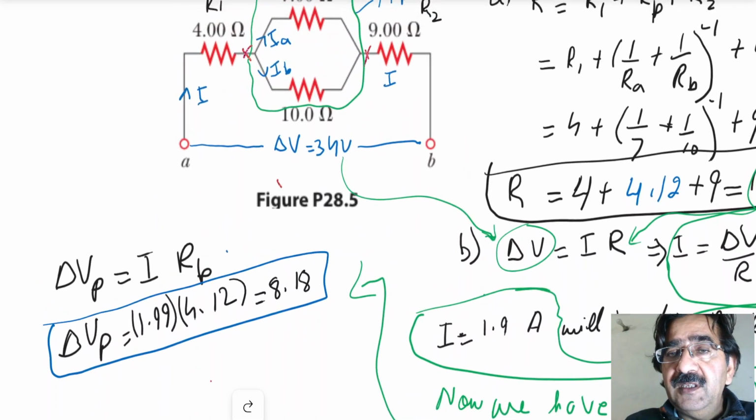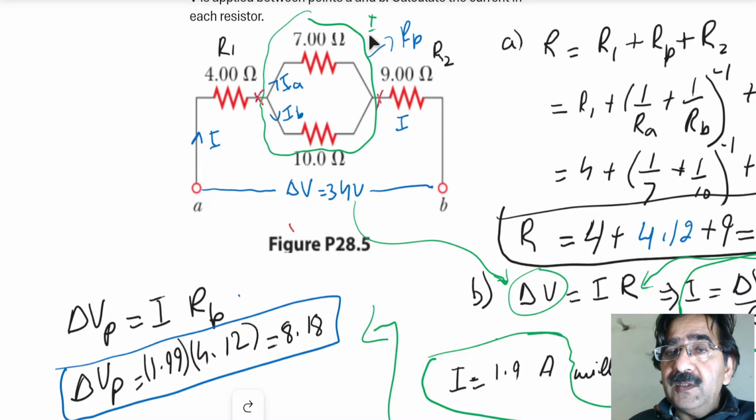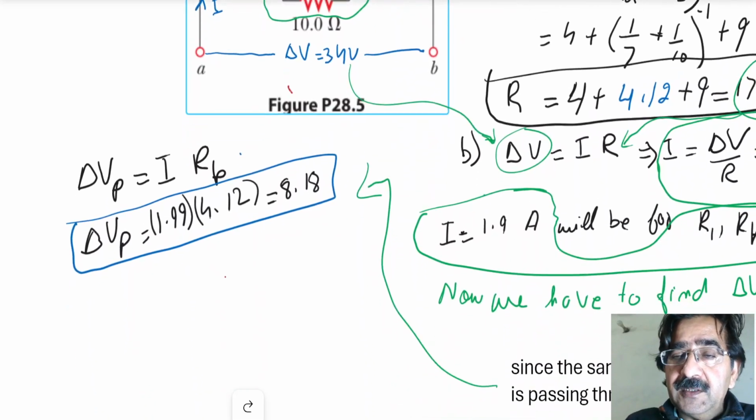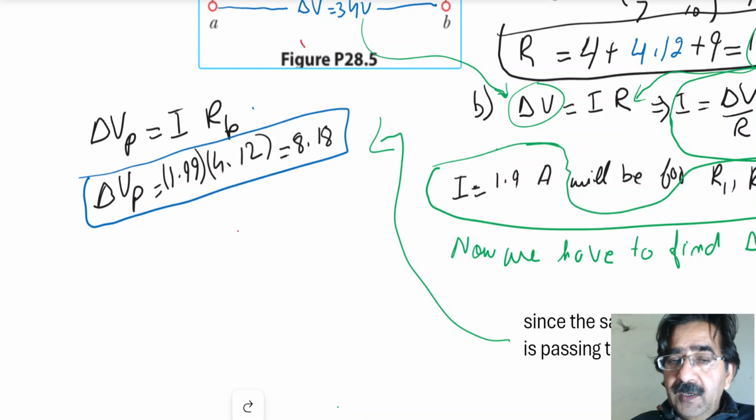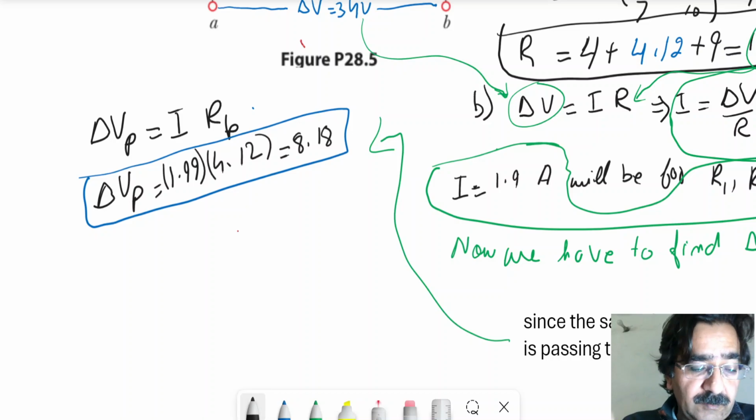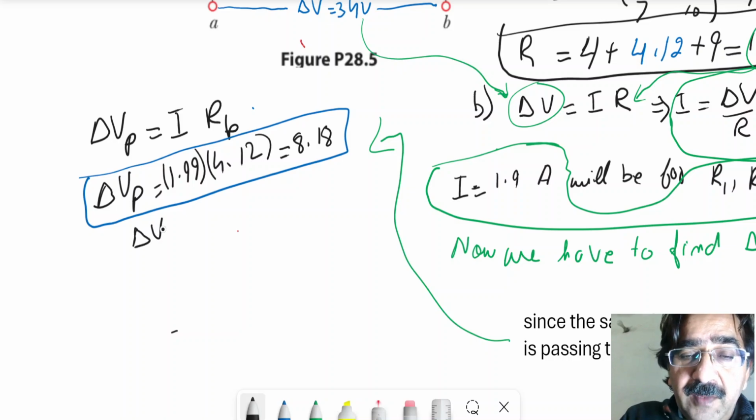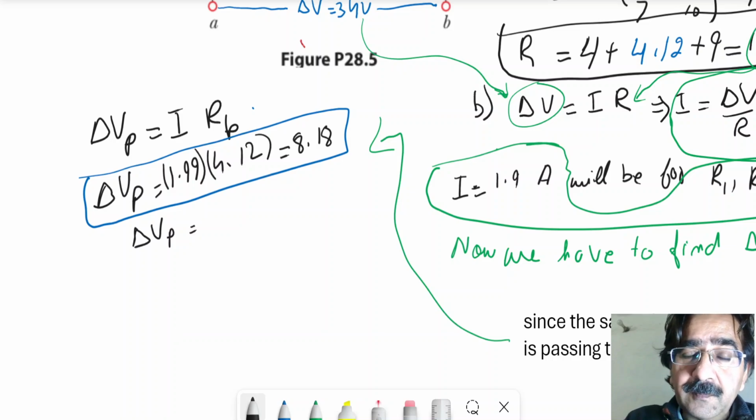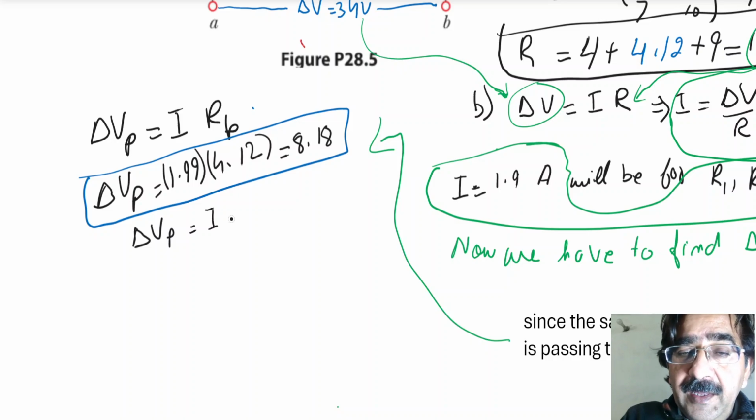But we have to find the IA, and we know that this I will be divided. This I, which is passing through this RP, meaning the combination of these resistances, will be divided into IA and IB. So now we have to calculate the IA and IB. For this purpose, as we know from the formula, delta VP is also equal to the IA.